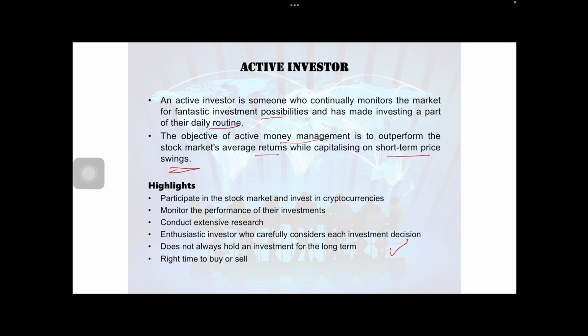This is the most important thing an investor should be aware of: holding an investment for a longer period of time is a good thing, but you should know when to sell a stock. It is very, very important, so you can grab the benefits of the return at the right time.